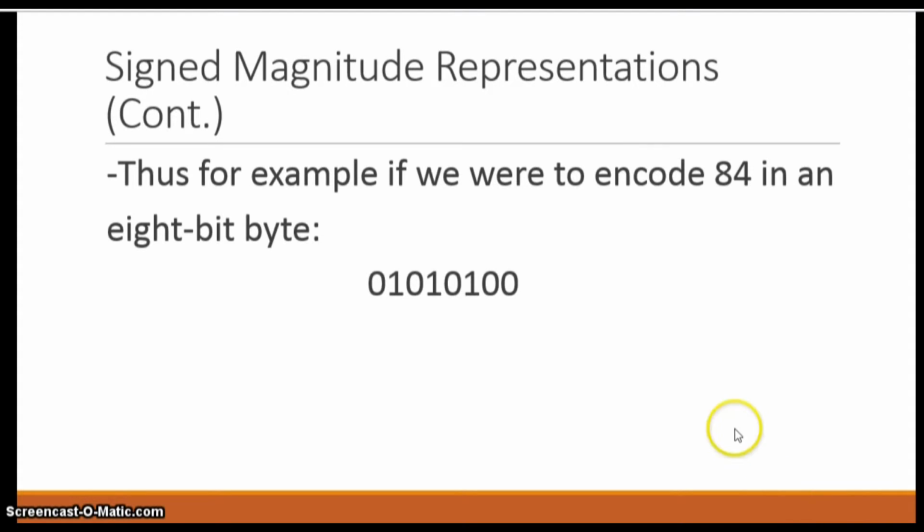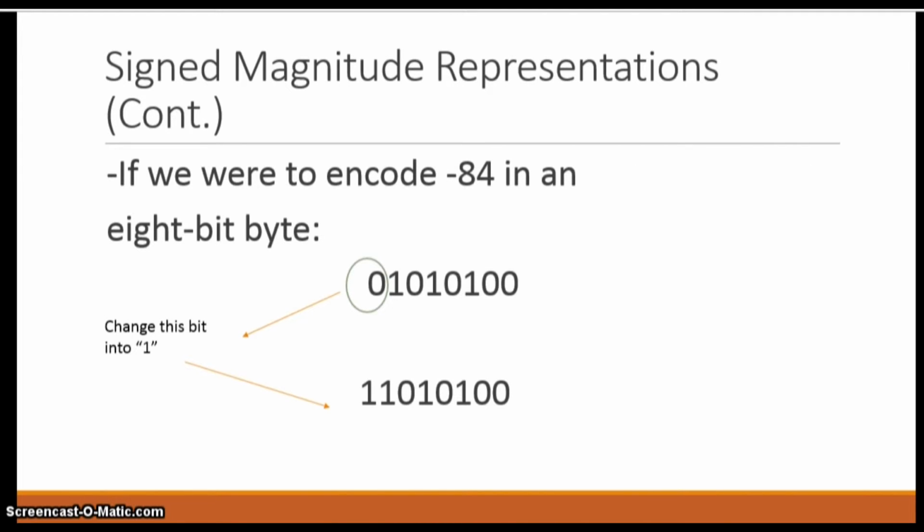Thus, for example, if we were to encode 84 in an 8-bit byte, it would be 0 1 0 1 0 1 0 0. So if we were to break it down and change it to a negative number, negative 84, we change the leftmost bit over here to 1. So 1 becomes the negative sign, then the rest of the bits represent 84.